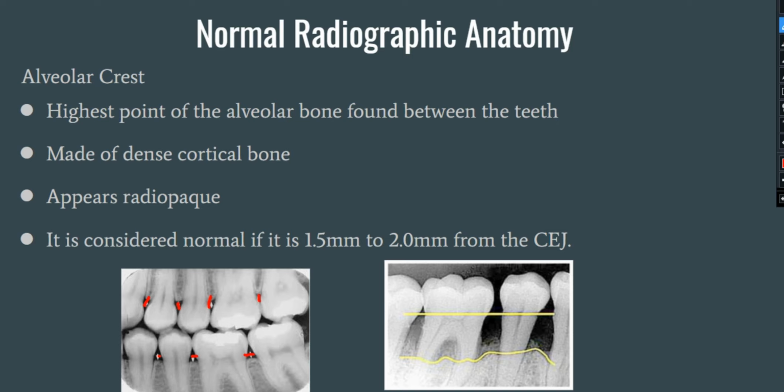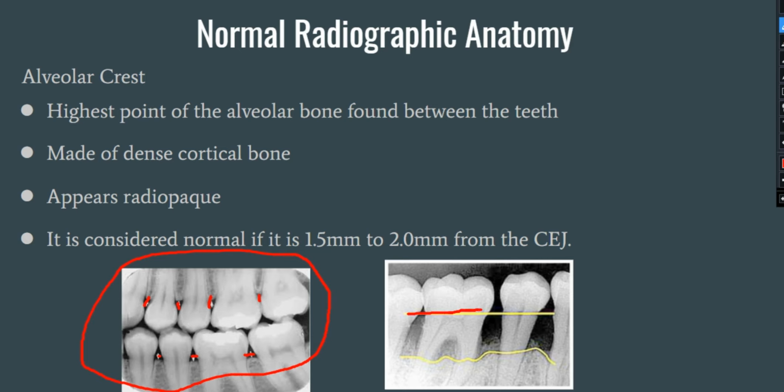And it is considered normal if it's 1.5 millimeters to 2 millimeters from the CEJ. So this picture here is going to be considered normal because it is in that range. Over here, we have where the alveolar crest should be. You can see there's a good alveolar crest right here. And then over here, we can see it's lower. It's not within that 1.5 to 2 millimeter range.